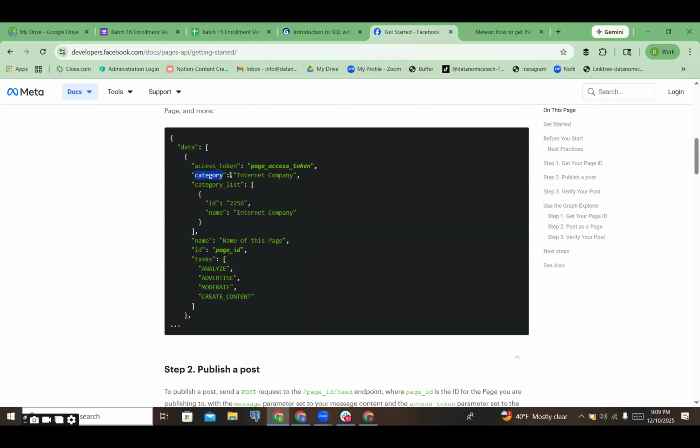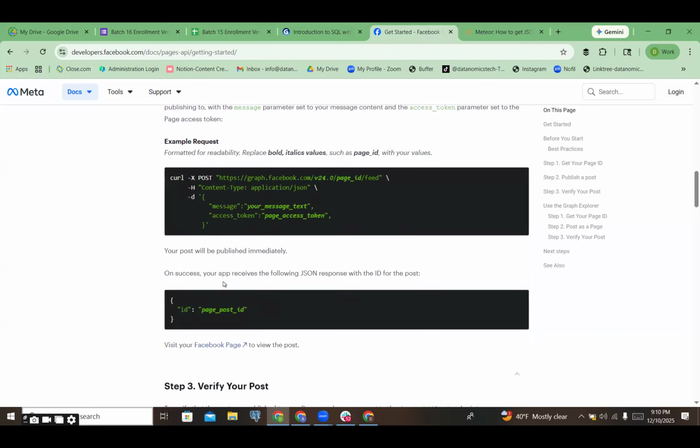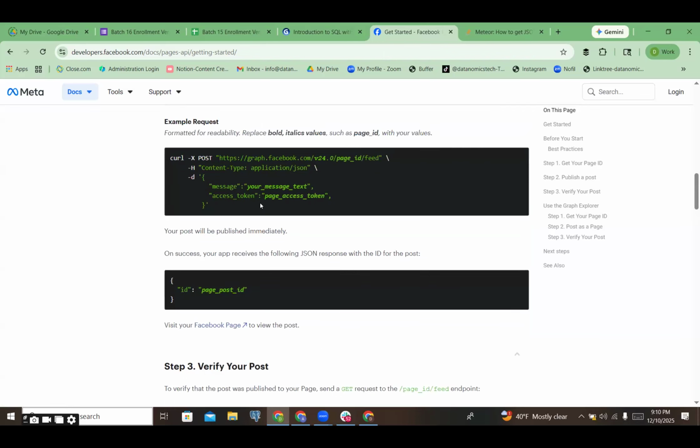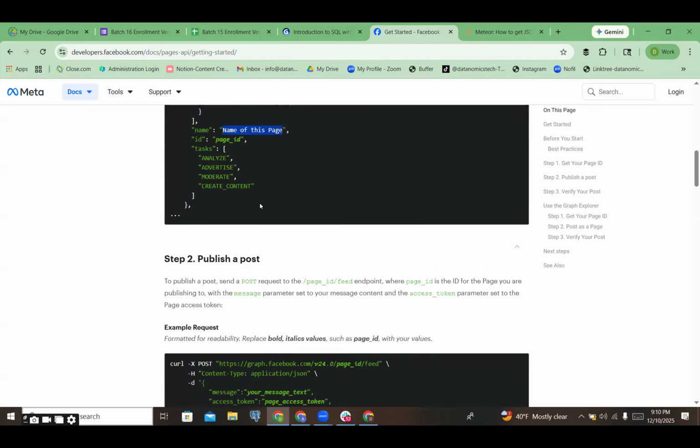So with a category, there's an internet company, category list, it has some sort of ID and its own name. And name is the name of the page, could be EBC, EVS, or something, a Facebook page. ID, it has a page ID, and so on. There are different data points that they collect and store in this format.